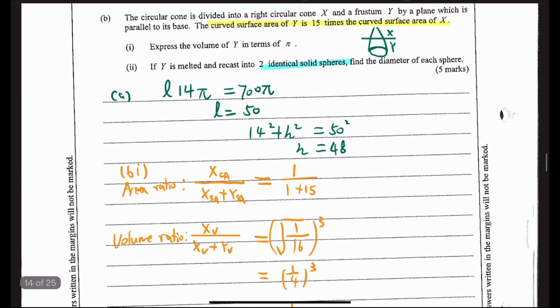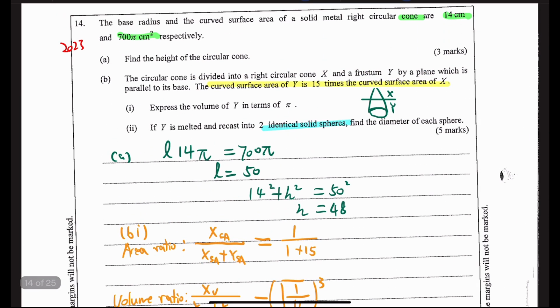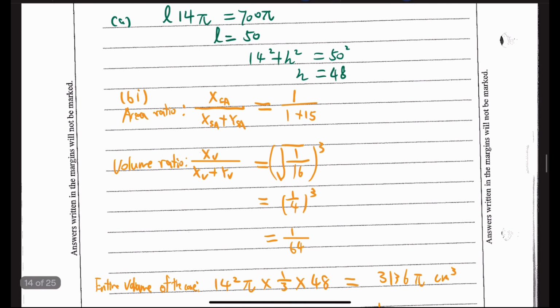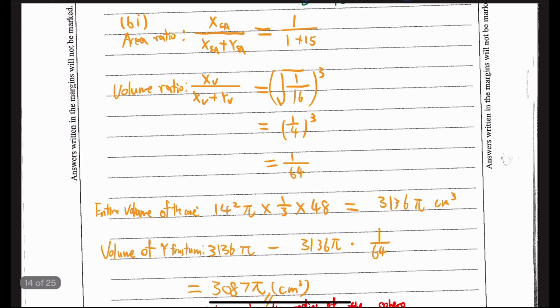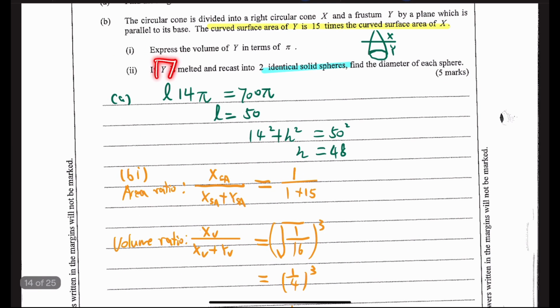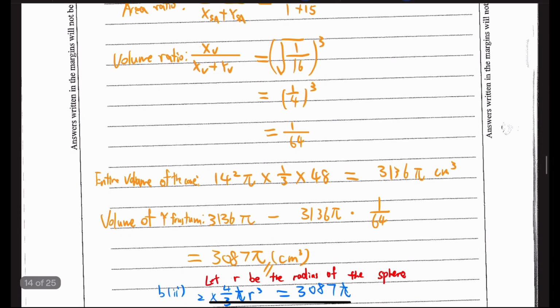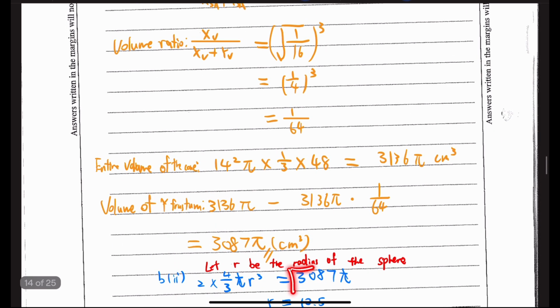So we use the larger cone minus the smaller cone, and then we have the frustum's volume. Okay, B2 is saying that y is melted and recast into two identical spheres. Find the diameter. Everyone, be careful, diameter. So first, the volume is unchanged, as I said many times. So new volume equals the original volume. Original volume should be this one, because now we are melting y, okay? So what you calculated in B1 equals the new volume of the sphere.